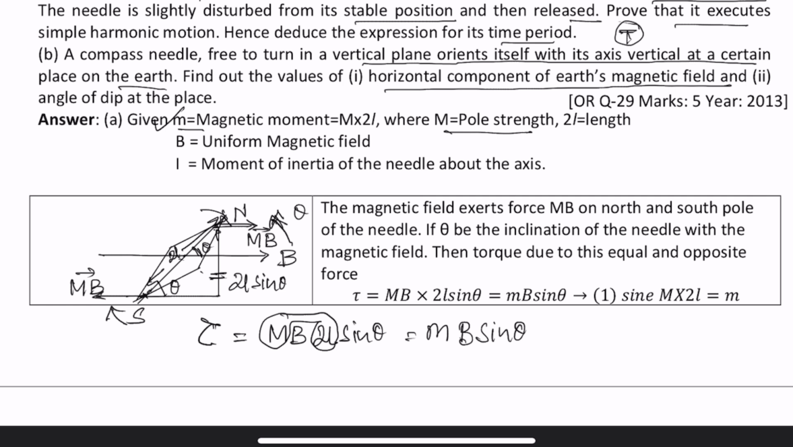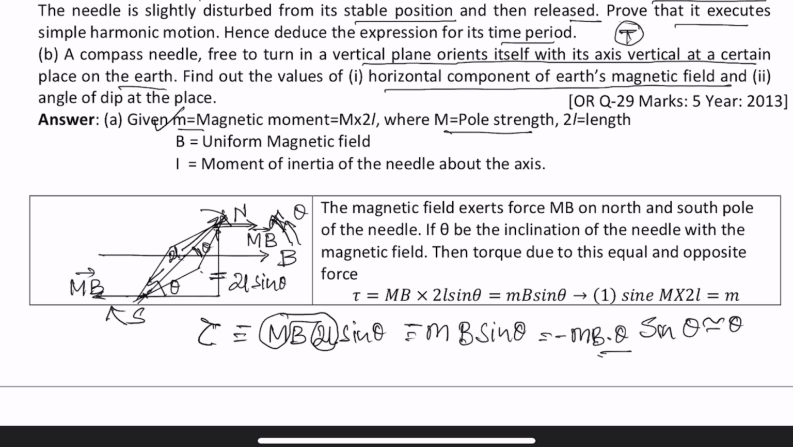And what is the nature of this torque? This is a restoring torque, because when we displace the needle by an angular displacement theta, because of this clockwise torque, the needle tries to come back to its initial position, correct? So we can represent it with a negative sign. What does this negative sign mean? Negative sign means restoring in nature, correct? And if theta is very small, then sin theta is nearly equal to theta, correct? So we can write it as minus m into b into theta.